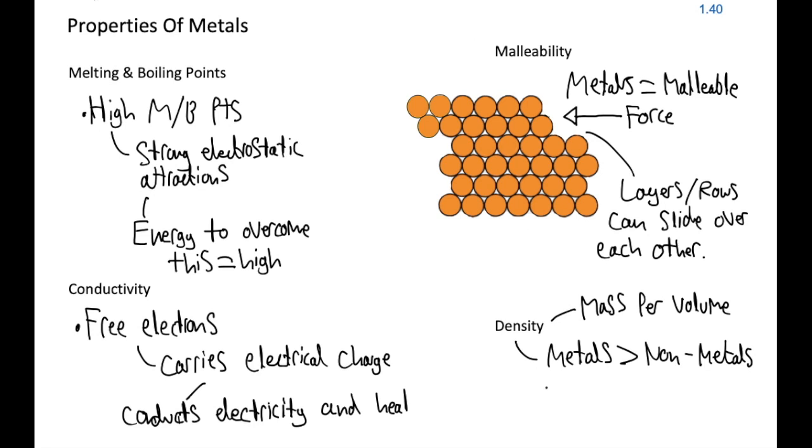And this is simply down to their close packed structure. There aren't many gaps at all in a metal compared to a non-metal, which is usually a liquid or gas.